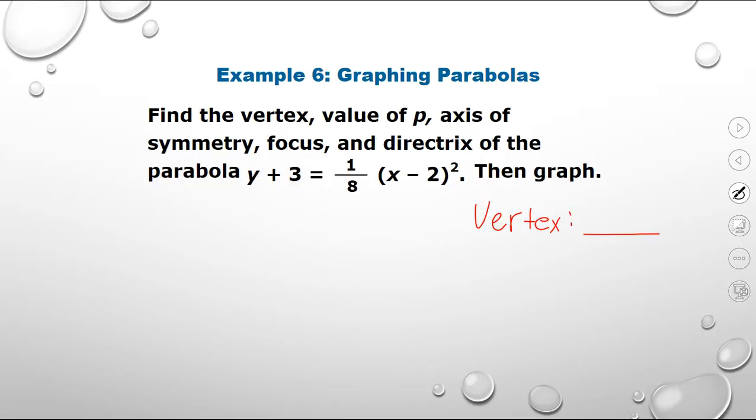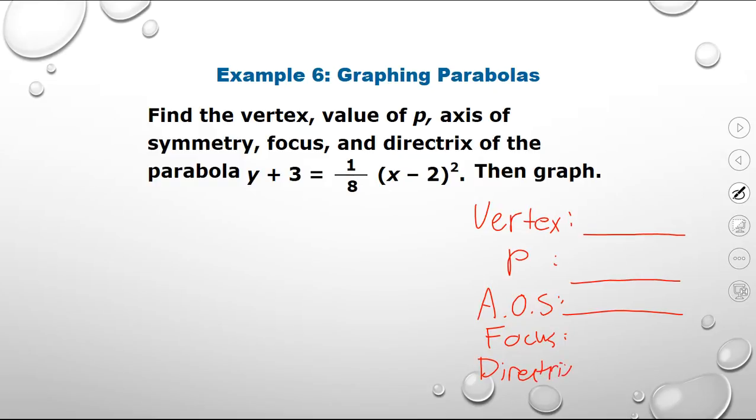The vertex. What else do we need? The value of P, so I'll find the value of P. Axis of symmetry, I'm just going to abbreviate it to S. The focus, oh man, I'm running out of room. There's a lot of things I need to find here. And the directrix. Alright, I'm sure we can do this on a graphing calculator. I'll probably do that in a different video if I find the time. But anyway, let's knock these out one at a time. Then graph. Oh, of course, then graph. I'll probably skip that portion of it. I'm sure it's on the slide anyway. But yeah, if we know all 5 of these pieces of information, then we can certainly graph it.